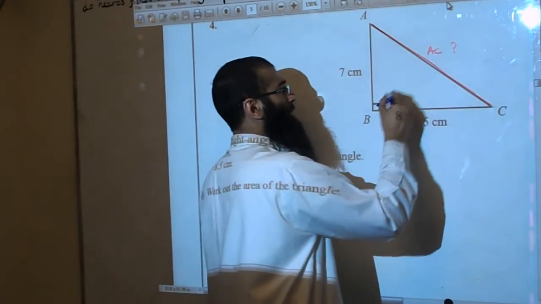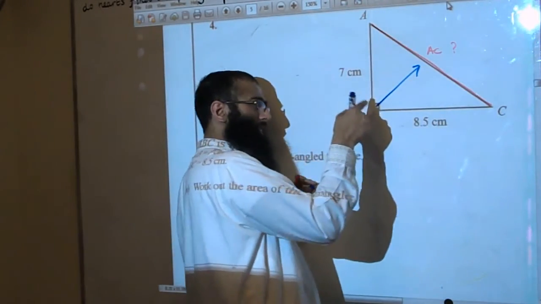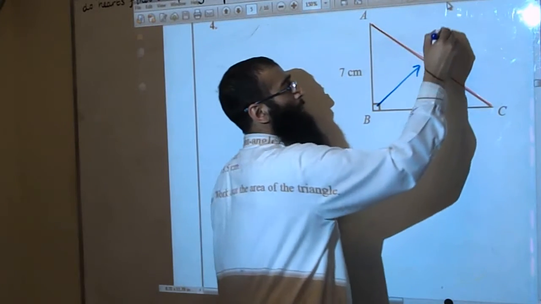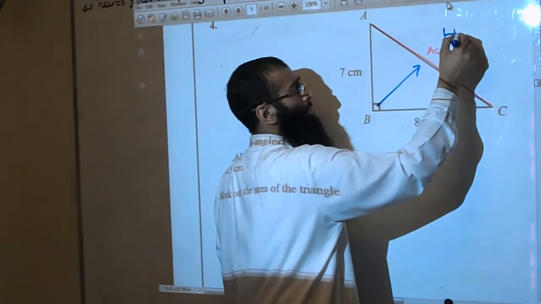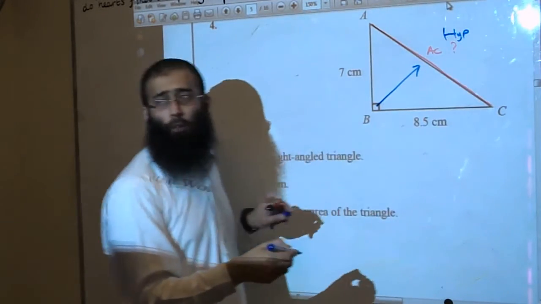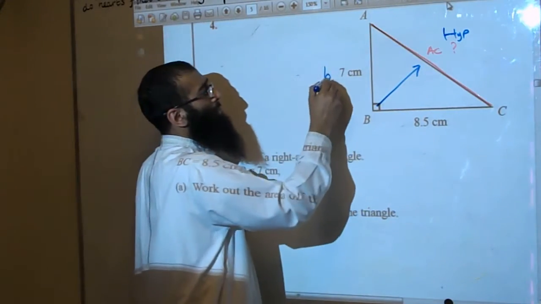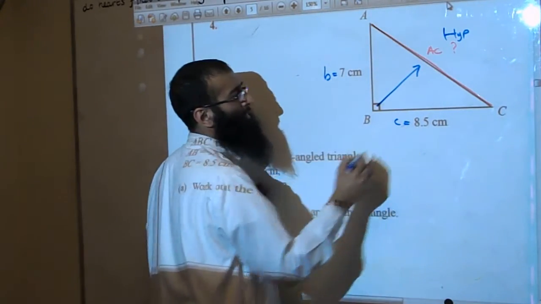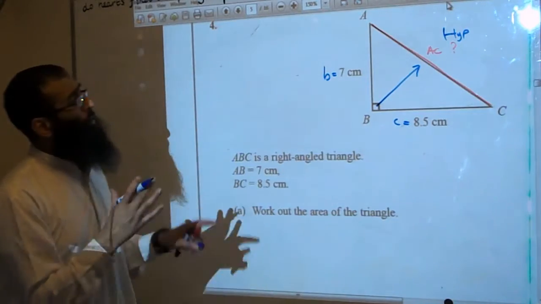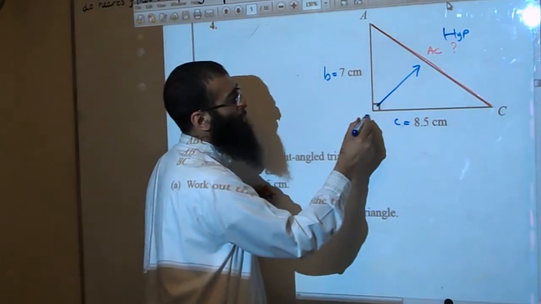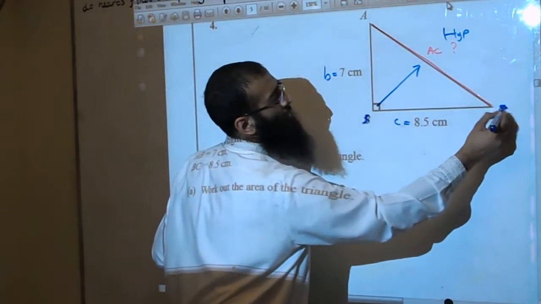Opposite the right angle on a right angle triangle is always the hypotenuse. I call the other sides B and C. Call them in any order you like. Ignore this B here for the moment, and ignore the C here for the moment.